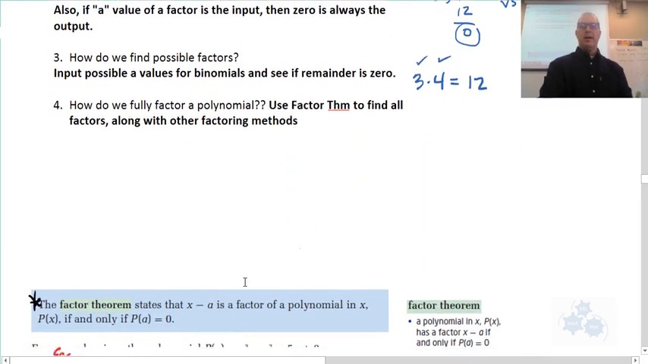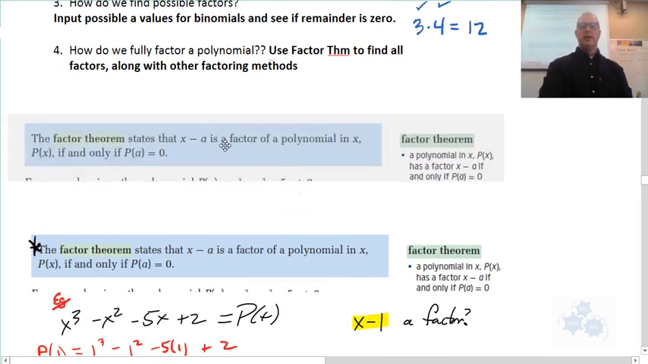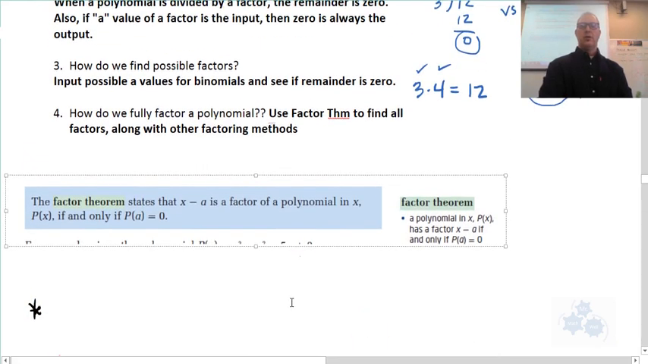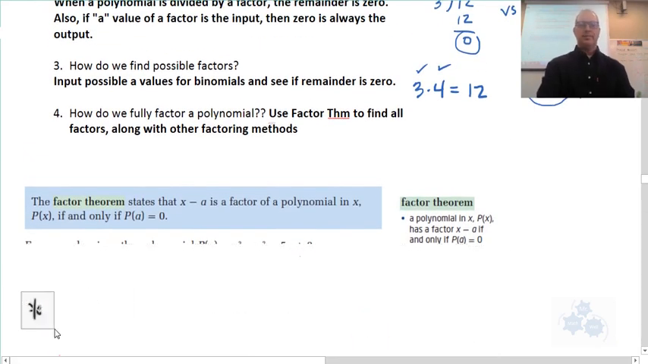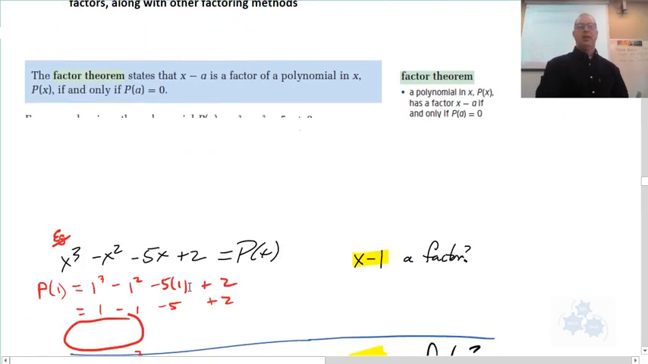So I've got the factor theorem just stated right here, so I'll bring that up if you're not quite finished those notes yet. This is what it says in your text. And we're going to use the factor theorem to determine all of the factors for a polynomial.